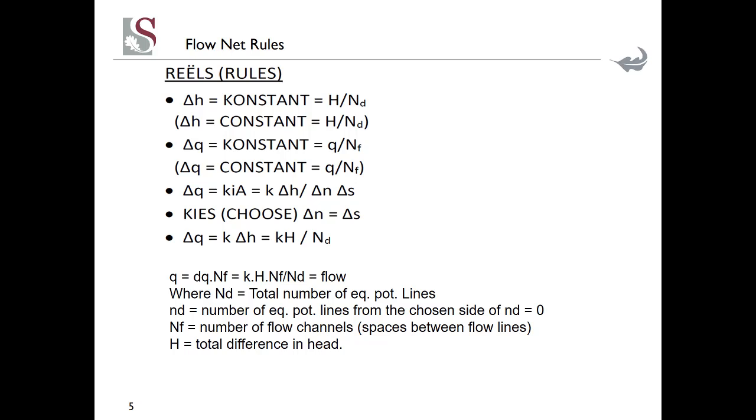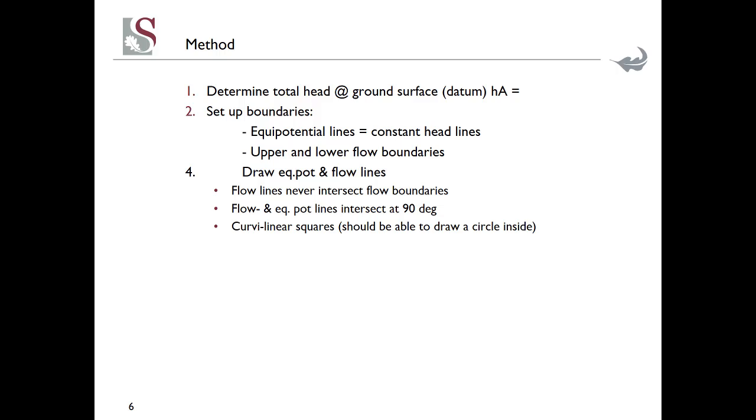So Q is the flow of water underneath the structure. Capital N_D is the total number of equipotential lines, and small n_D is the number of equipotential lines as counted from your chosen side, starting at n_D equals 0. N_F is the number of flow channels, and capital H is the total difference in head. If you want to determine the total head at ground surface at datum, we call it ΔH.